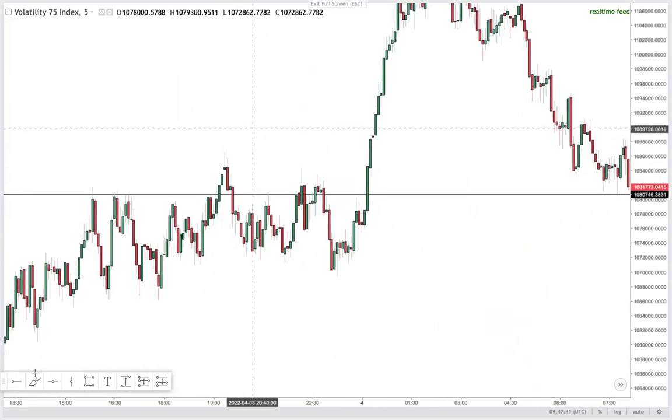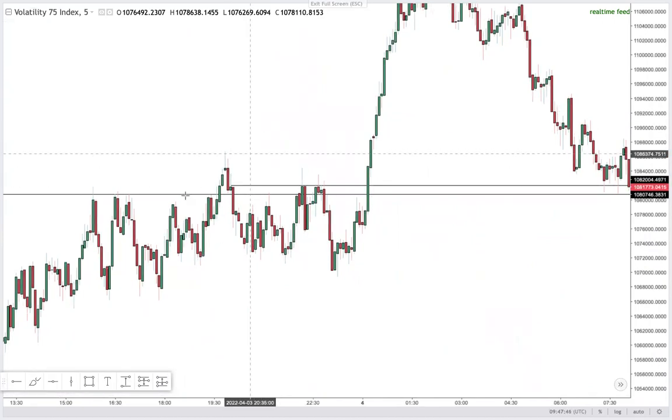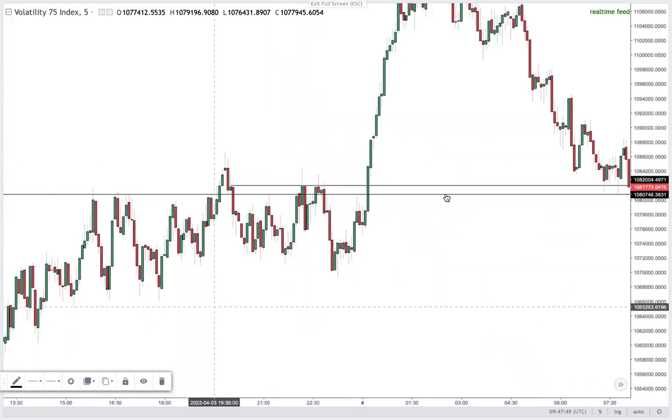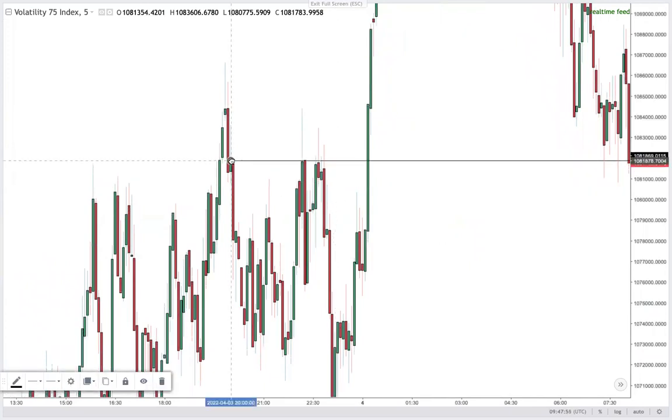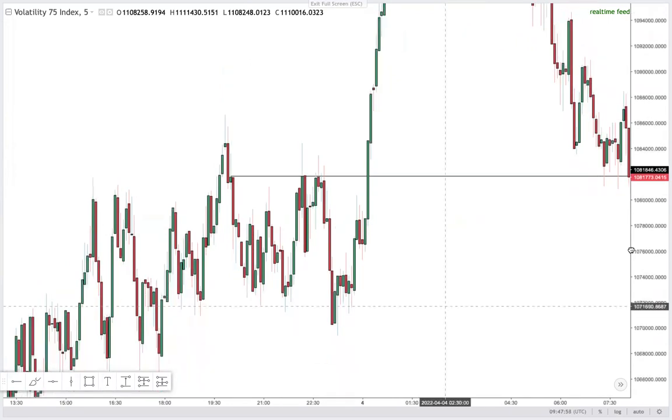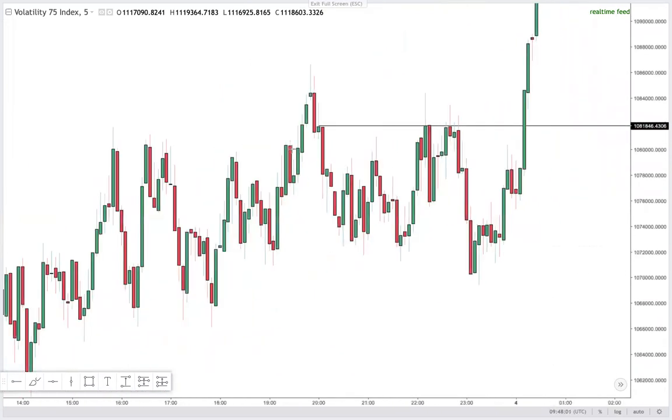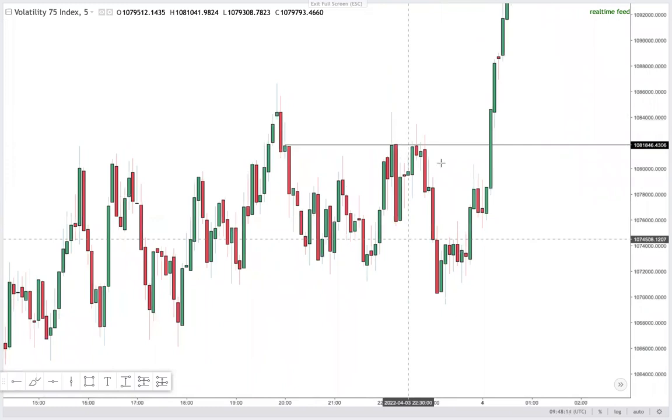We also have another example right here. We see that we had an invalidation right here, and we had an invalidation X right here before the break of structure. So price broke structure, then price came to respect our invalidation X to get this low right here.